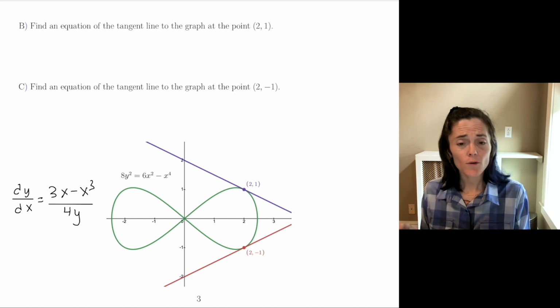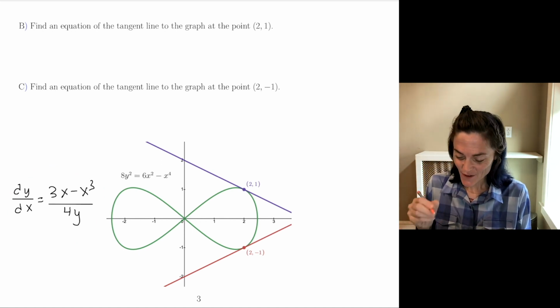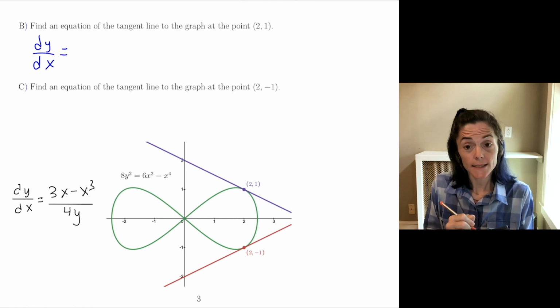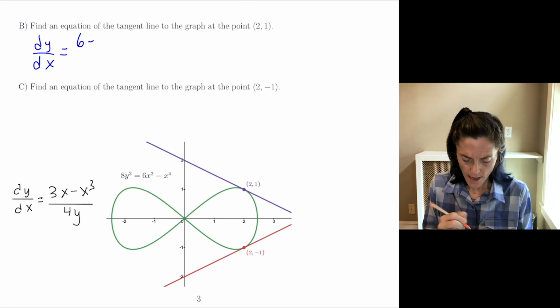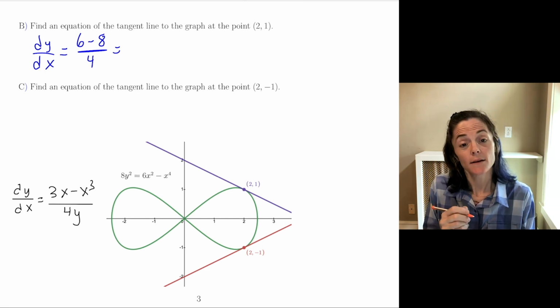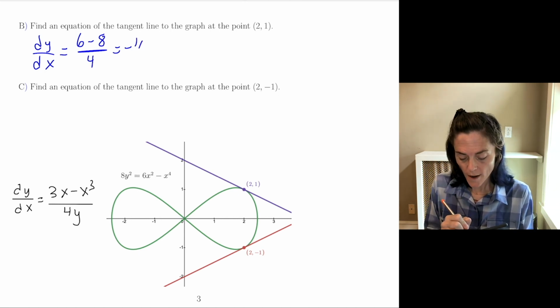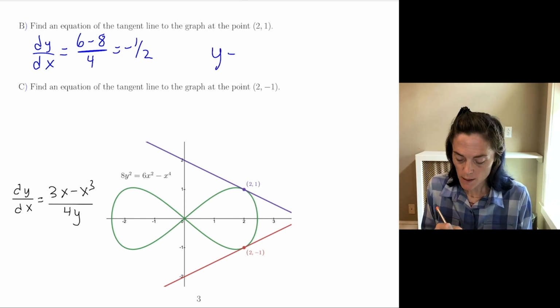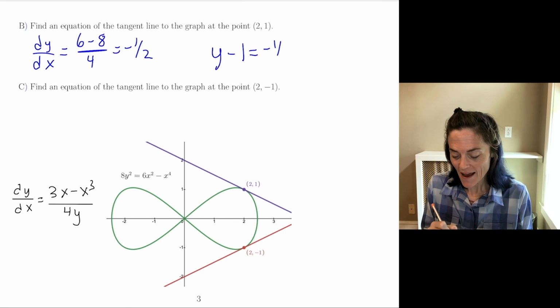Okay, well, we know the slope for this first example at (2, 1). Well, dy/dx, let's see, x is 2, y is 1. So I have 6 minus 8 divided by 4. We get negative 2 over 4, or negative 1/2. And so my equation of the tangent line would be y minus 1 is negative 1/2 (x minus 2).